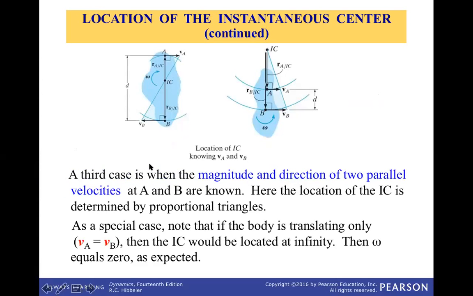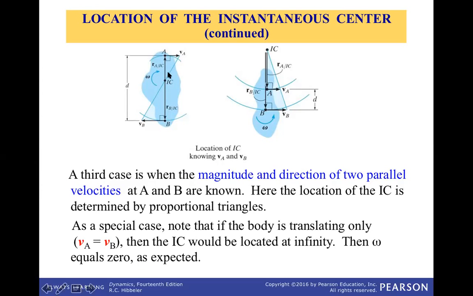The third scenario you may have is when the velocities of the two points on the body are parallel to each other. It could be in this case or in this case. Given that you know their velocity magnitudes and directions, you are going to connect the heads of the two vectors: the VB vector, the VA vector, and also A and B.